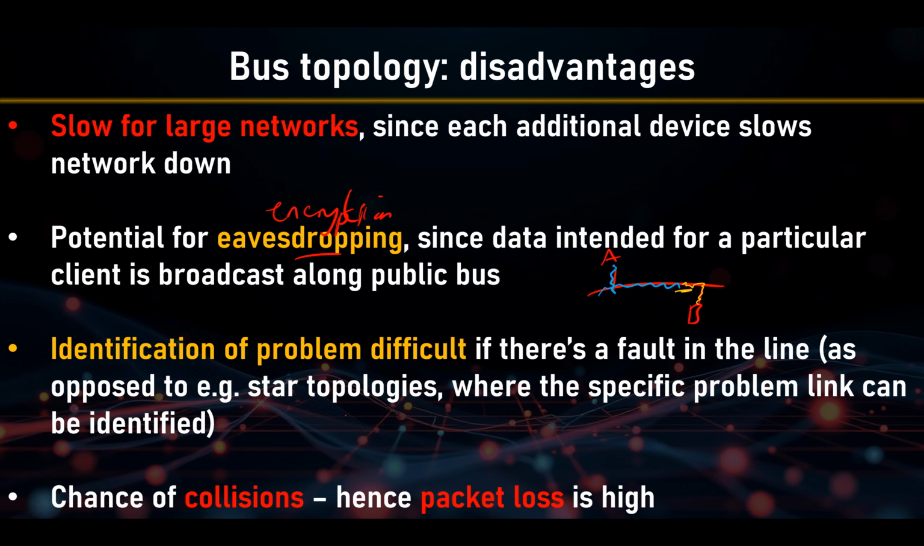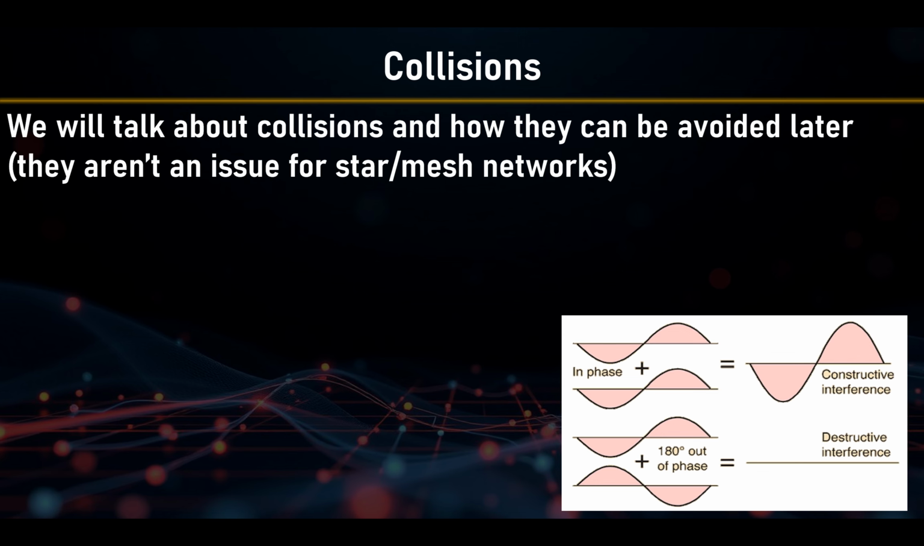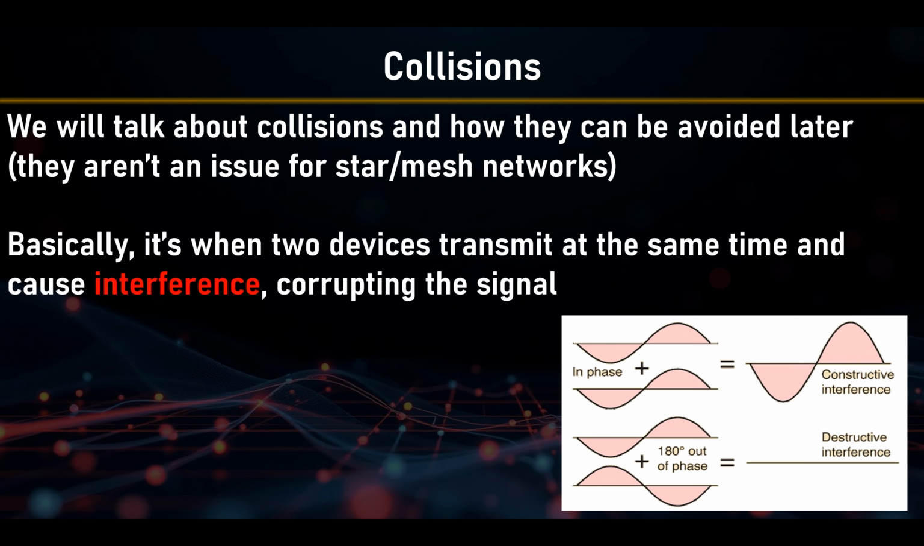Let's say when these signals meet, that's going to be a collision. This is going to cause interference. I guess you can call it corruption, but I think interference is the best word. We'll see this briefly here, and talk about it later.